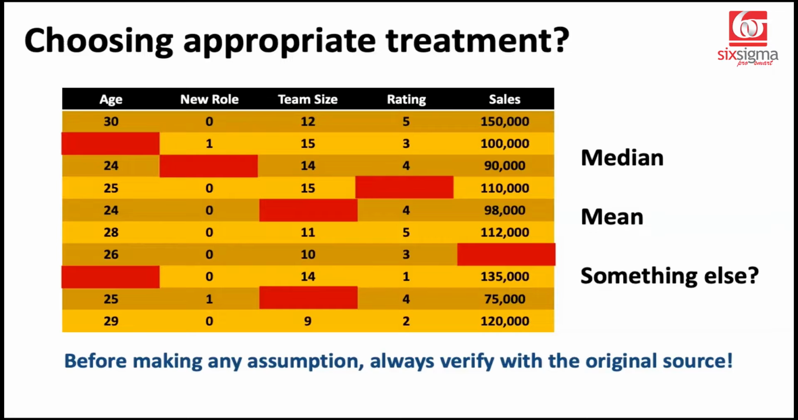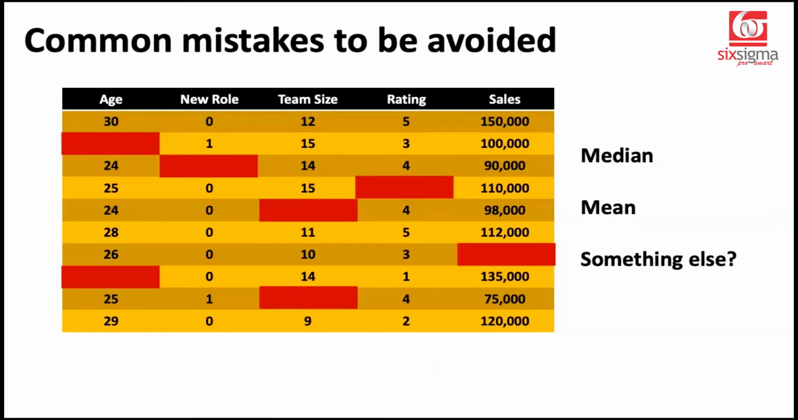And if there is a denial, then you can look for alternative treatments. Now, is there a problem with the mean and median approach? We'll discuss that as well. Let's understand what are the common mistakes that people make, especially with the common choices like mean and median.